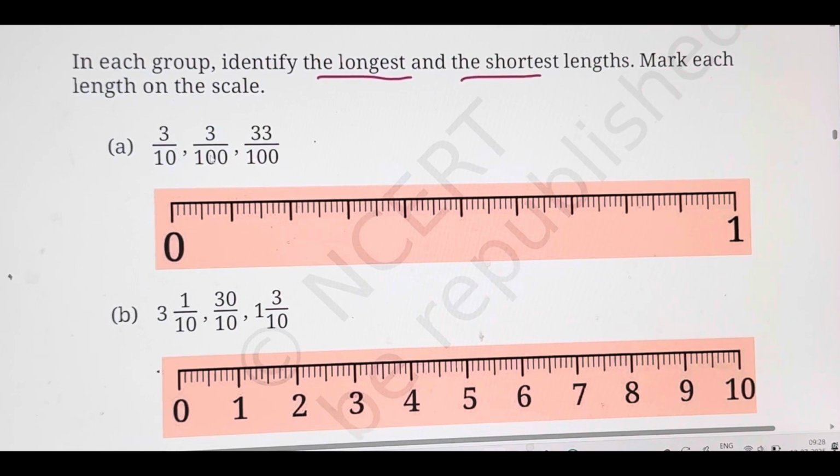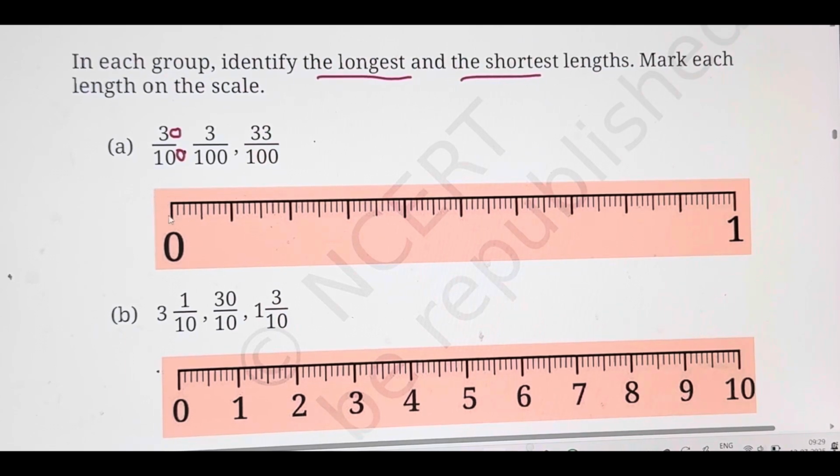Here it is 3 upon 10, this is 3 upon 100, and this is 33 upon 100, right? So what I suggest is that you should convert all of them into like fractions. Here two are in 100ths and this is given in 10ths. So if you want to make it 100ths, you can write a zero over here. So this becomes 30 upon 100, this is 3 upon 100, this is 33 upon 100. So once you convert that, then it's very easy for you to identify which is the longest and which is the shortest. But first let us mark them.